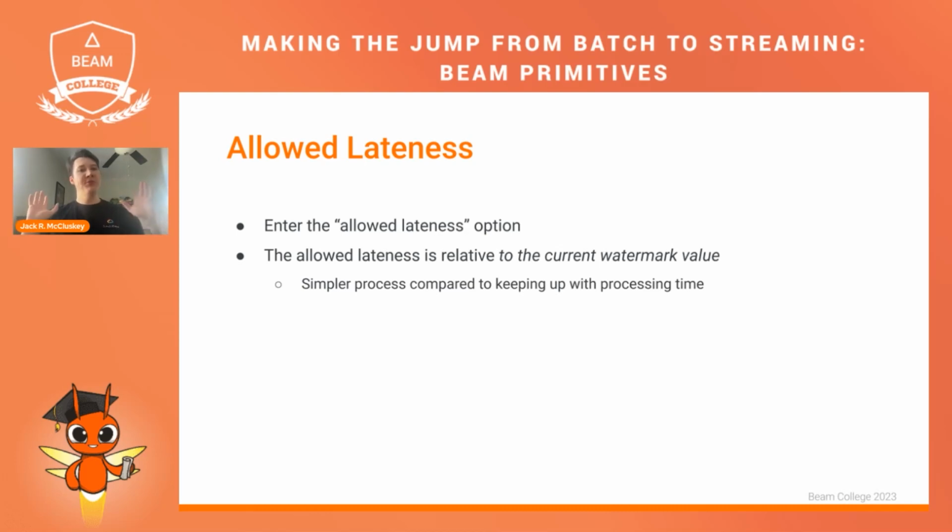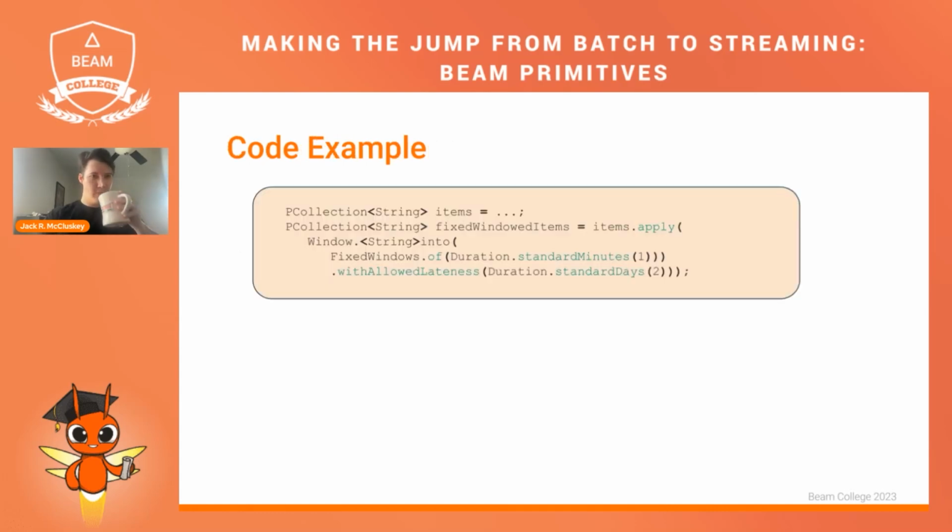So Beam provides an allowed lateness option. This is a concept where you determine how late you will allow data to be and still be included in your output. Allowed lateness is relative to the current watermark value. We're not keeping up with processing time; it's just how far behind the watermark we will allow data to be. Keeping up with processing time is hard. You're doing wall time. Don't want to deal with it. So this is a simpler abstraction.